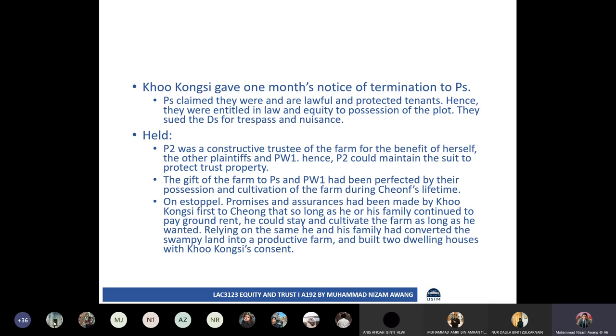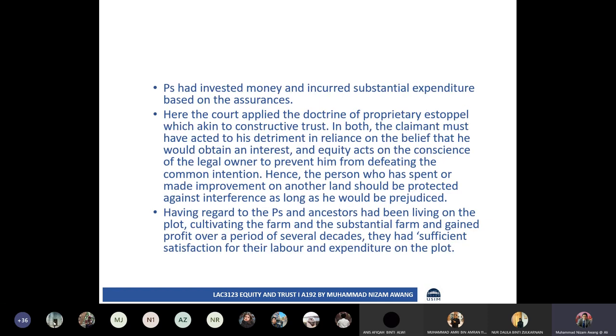So anyway, on estoppel, promises and assurance have been made by Ku Kong Si first to Cheong that as long as he and his family continue to pay the ground rent, he could stay and cultivate the farm as long as he wanted. Cheong is basically the grandfather in the plaintiff's family. So Cheong has died, but the promise stayed because there was no objection for more than 50 years. Relying on the same, he and his family had converted the swampy jungle into a productive farm and built the dwelling houses with Ku Kong Si's consent because there was no objection. So if there was no objection, you can be estopped from denying the promise.